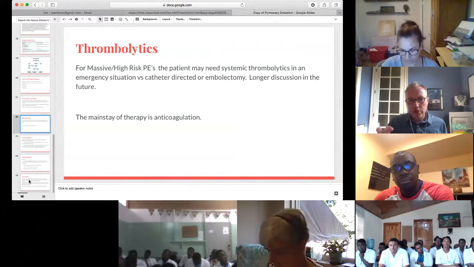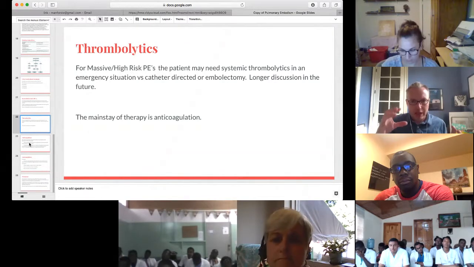And we'll get into the details of that later. Again, it's for massive PEs. Those are the really hemodynamically unstable, very, very sick patients that present.